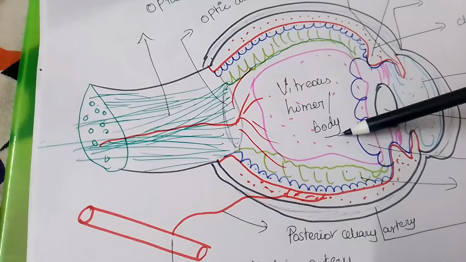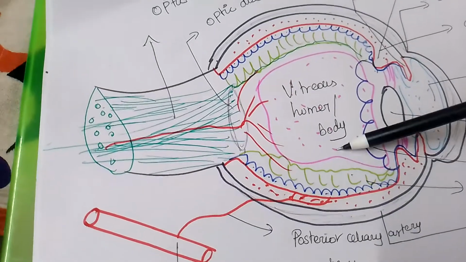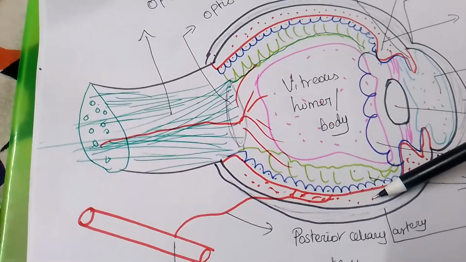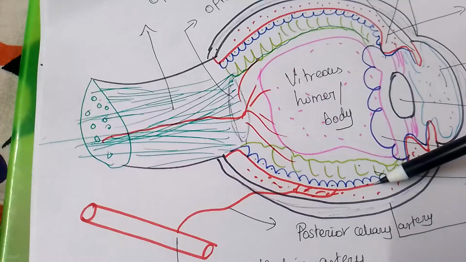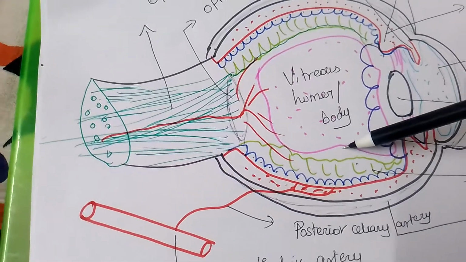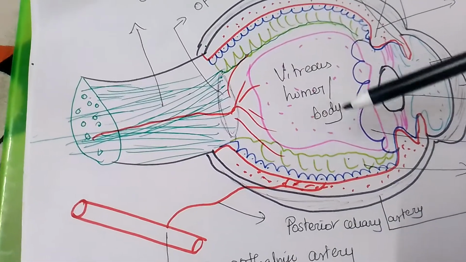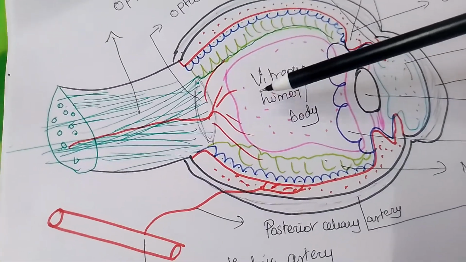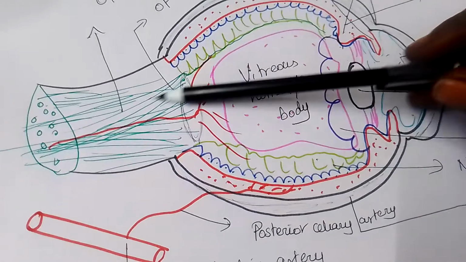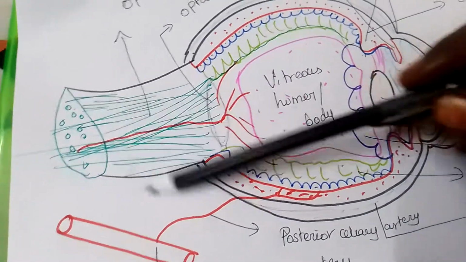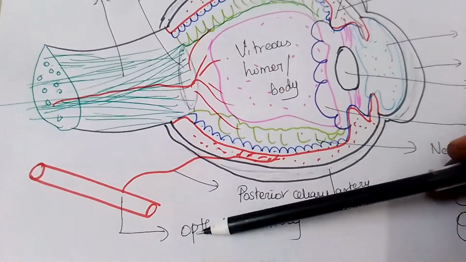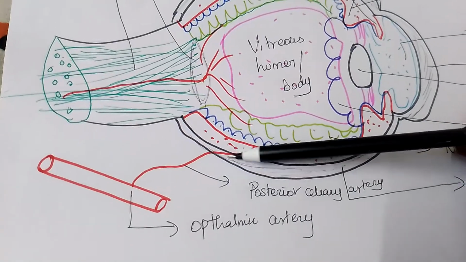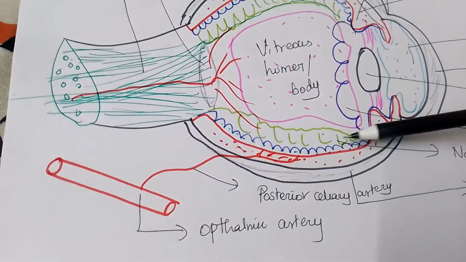So the retina is present between the vitreous humor and the choroid. We will see the different layers of the retina in detail in the next class. This posterior area is called the optic disc, and the neuronal fibers passing through it form the optic tract. And this one is called the ophthalmic artery. There are many branches of the ophthalmic artery, the short and long posterior ciliary arteries, which supply the various parts of the eye.